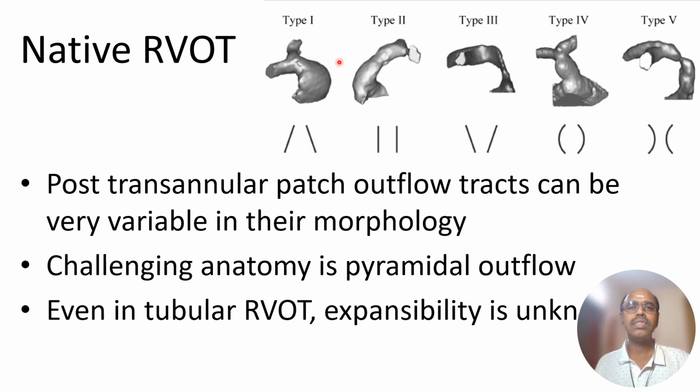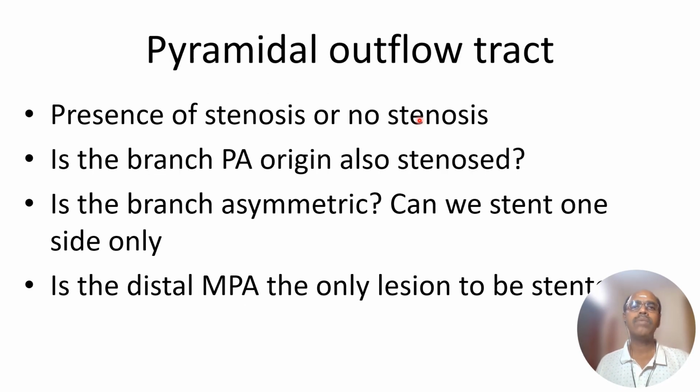Now, this pyramidal outflow tract is a challenging anatomy. Even in tubular RVOT, sometimes it can be very expansile. So that makes it challenging. Let us talk about the pyramidal outflow tract.